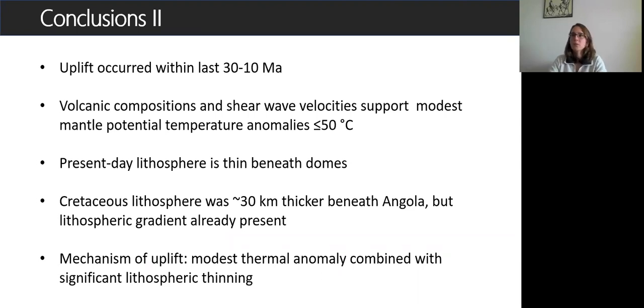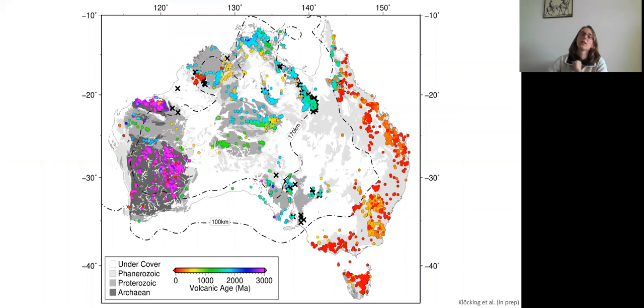I just want to finish with a short outlook into what I'm working on at the moment, because all of the examples I've talked about today are all basically present day, where we have geophysical data that we can compare the volcanic data to. But what if we could potentially take this back through time? So I'm currently working on a project in Australia.